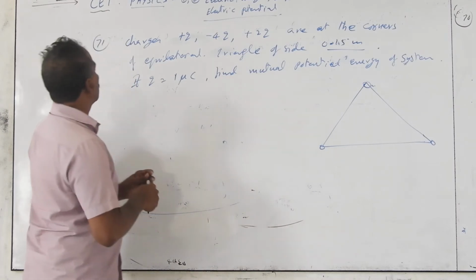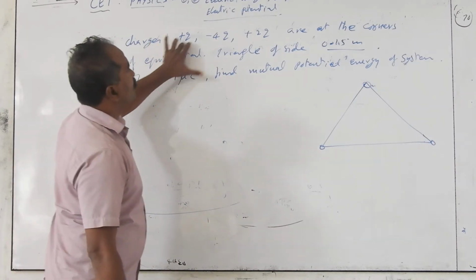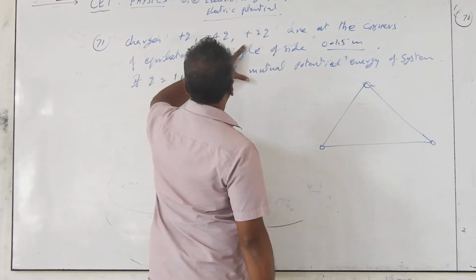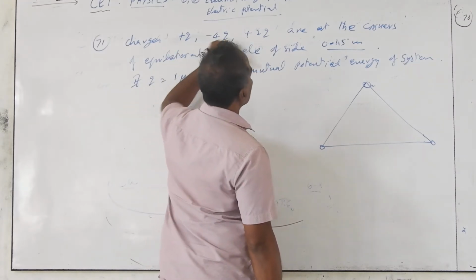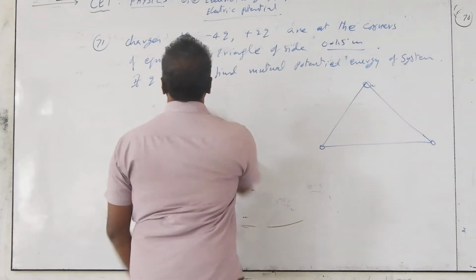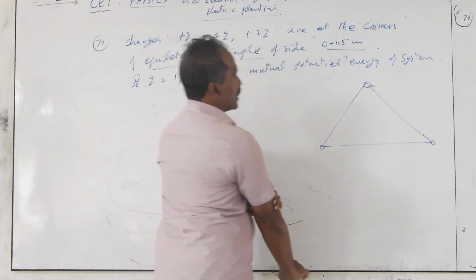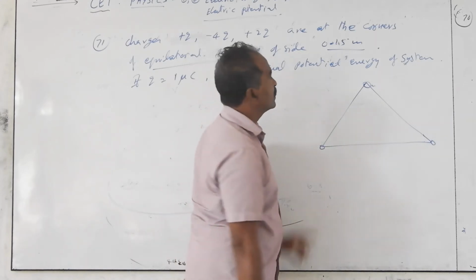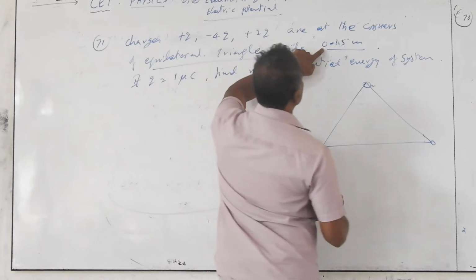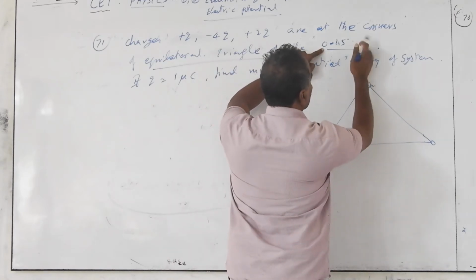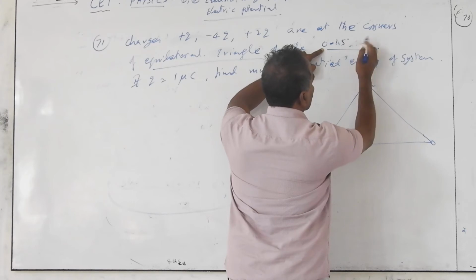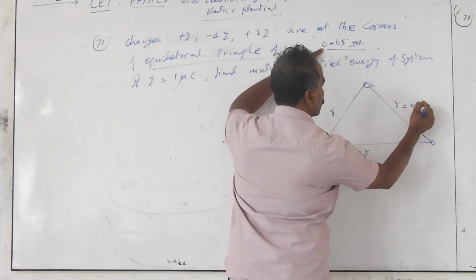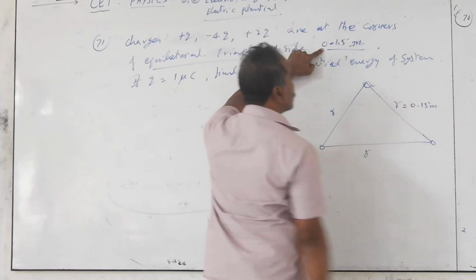Next question, question 71. Charges Q, minus 4Q and plus 2Q are at the corners of an equilateral triangle. In an equilateral triangle all inner angles are equal, 60 degrees, and all sides are equal in length. Each side is given as 0.15 meters, already converted to meters. This is going to be r, which is 0.15 meters.